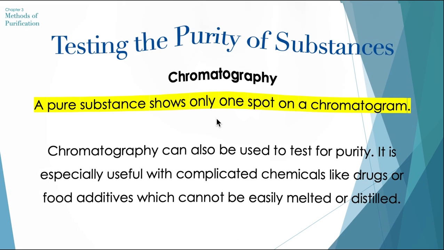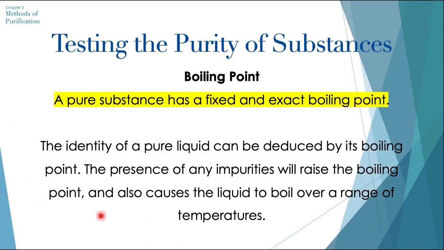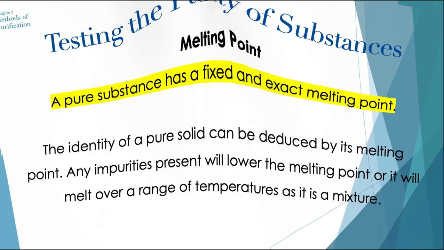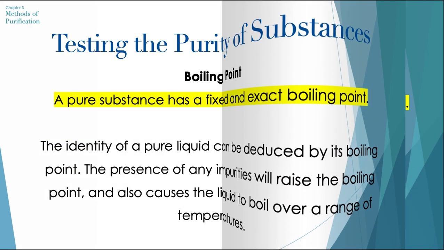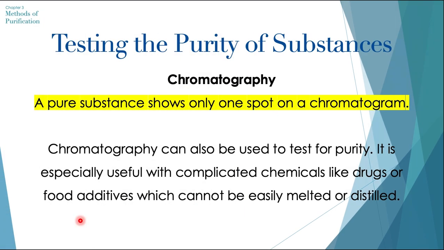In the same way, we can use boiling points to identify if a substance is pure or not. A pure substance has a fixed and exact boiling point, like we read before. The presence of any impurities will raise the boiling point and also cause the liquid to boil over a range of temperatures. We can also test the purity of a substance by the melting point. Any impurities present will lower the melting point, or it will melt over a range of temperatures as it is a mixture. So a pure substance has a fixed and exact melting point, a pure substance has a fixed and exact boiling point, and a pure substance shows only one spot on a chromatogram.